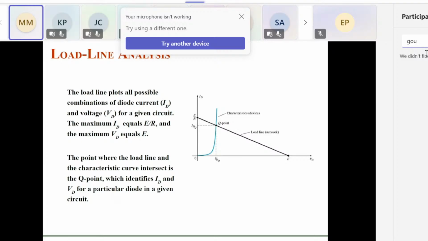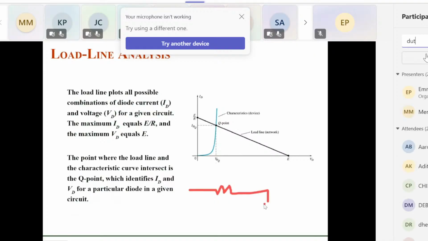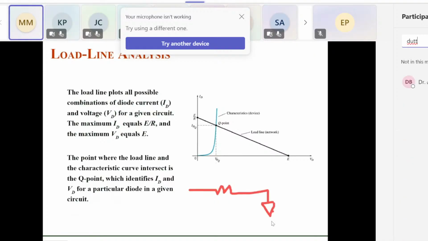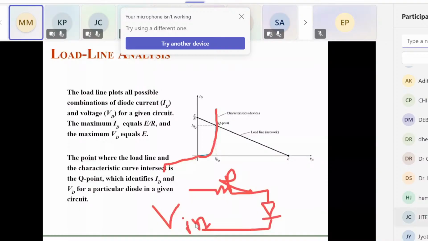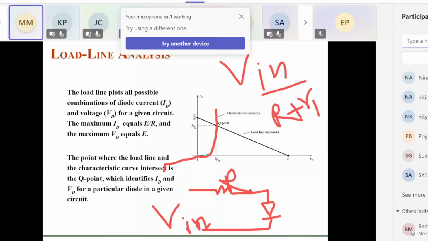Basically, you have a diode or any kind of circuit. I have taken a very simple circuit. In this, we have to determine where the diode is operating. We know that this is the diode IV characteristics, right? Forward bias and reverse bias. Now I have some input voltage V and I have some load resistance R. Now what is the current? Current is V in upon R plus RD, the diode resistance.